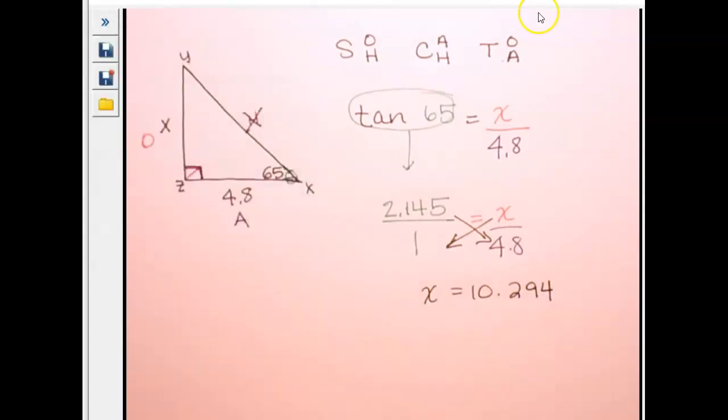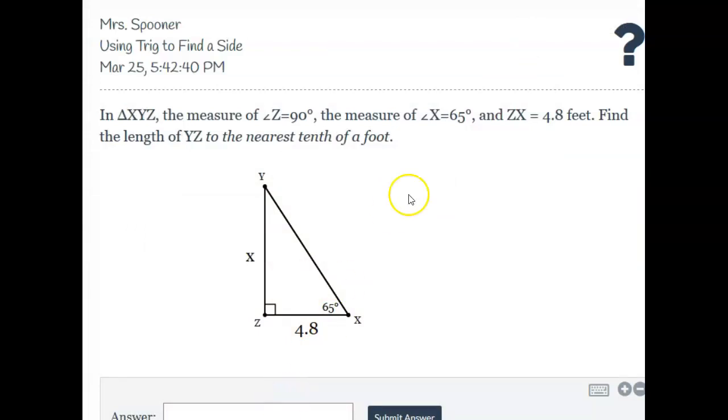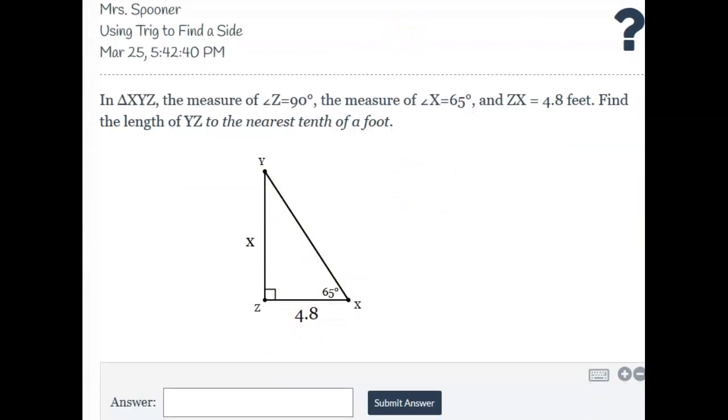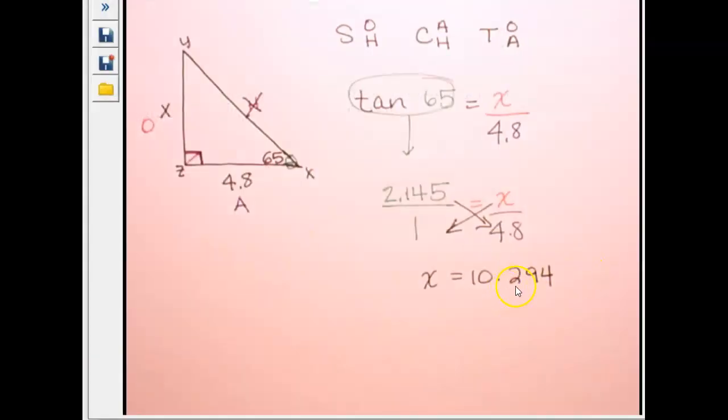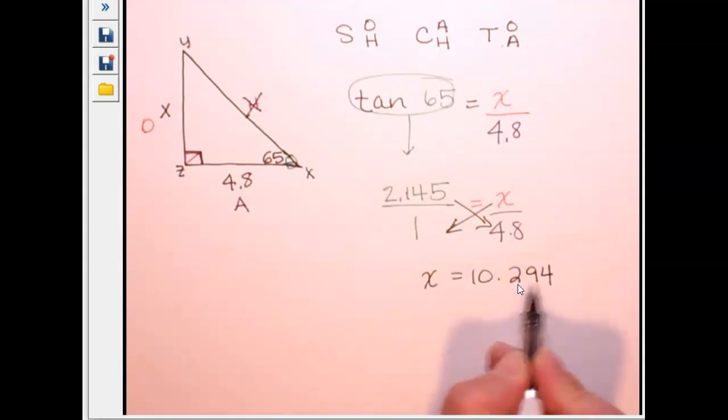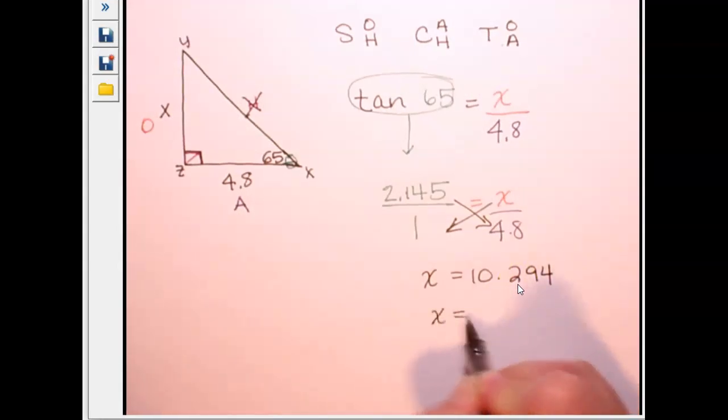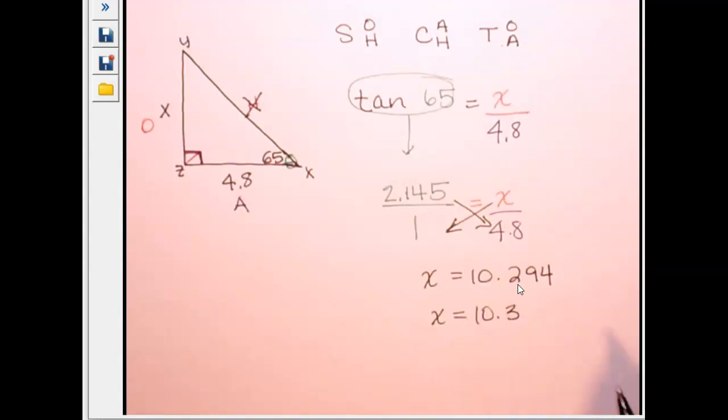And let's go back here and see how we did. And they again want this to the nearest tenth of a foot. So tenth of a foot. This 9 here is going to bump this up. So x is equal to 10.3.